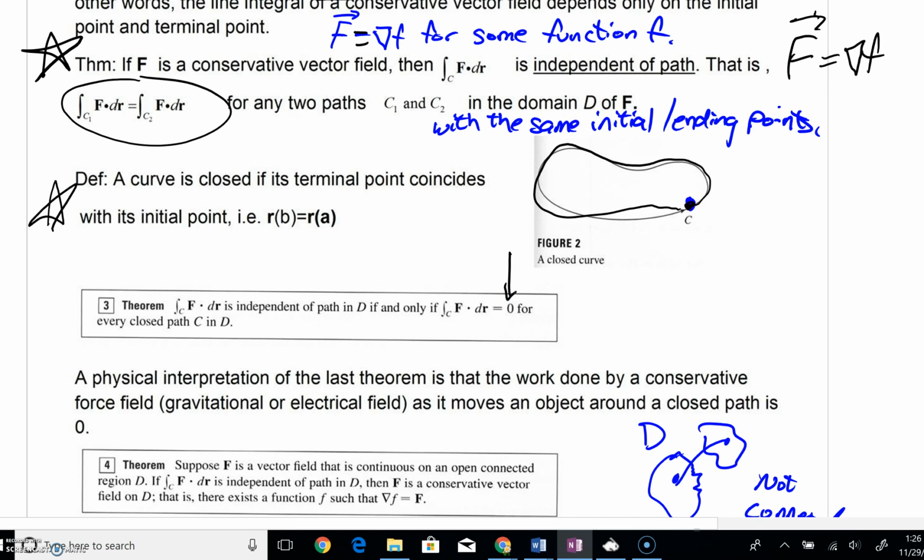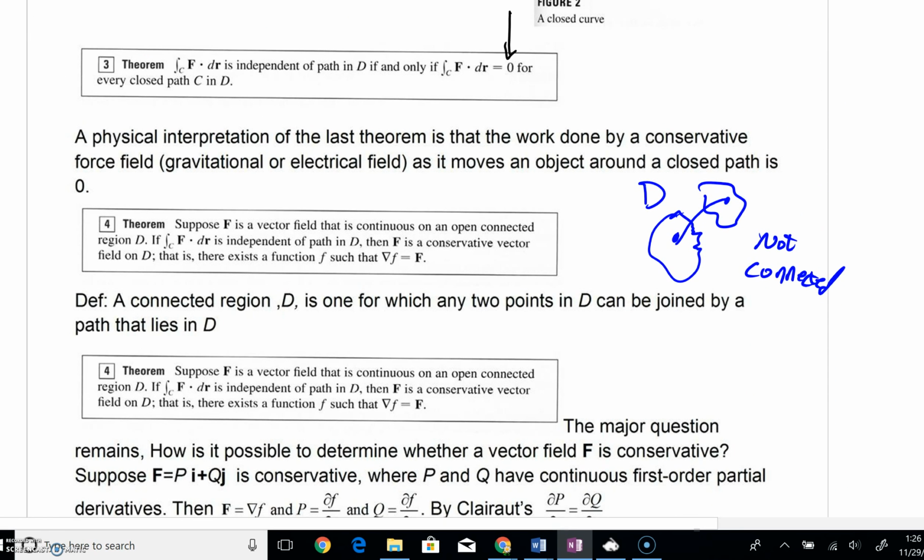So if you have that independence of path, that's really implying that your line integral would be 0 for every closed path. So how could you apply that? Well, in physics and in other sciences, you could see that, trying to make sense of it, the work done, remember we've been calculating work, the work done by a conservative force field, like a gravitational field, or like you'd see an electrical field that has that same inverse square law relationship. If you had one of those, as it moves an object around a closed path, that work is 0.